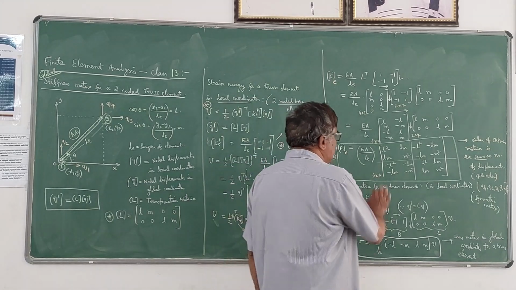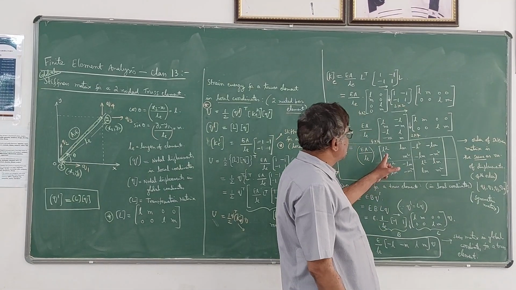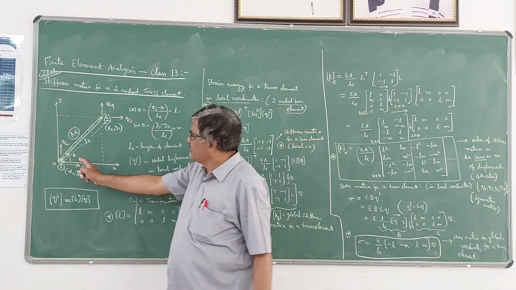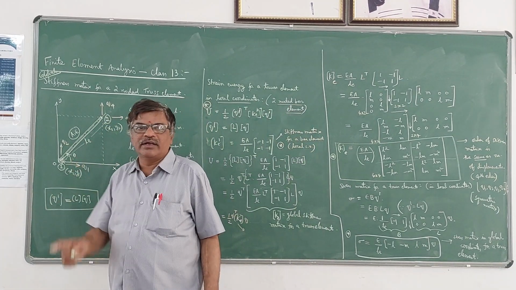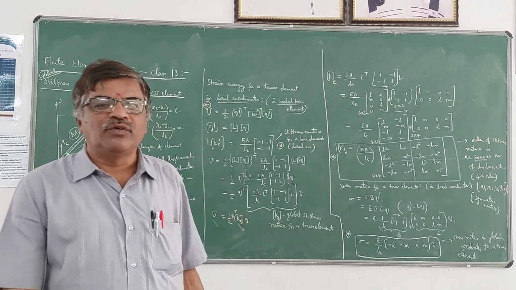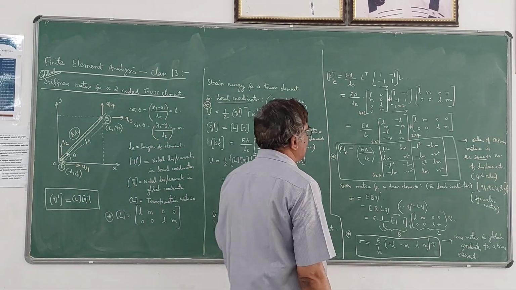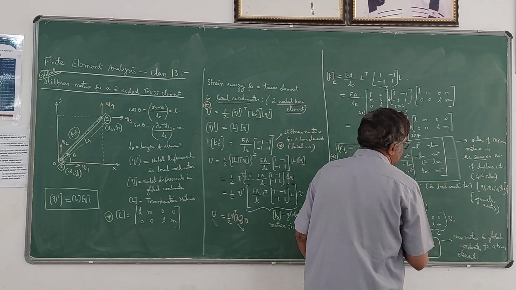Now it is easy to remember this. Here please note that L is cos theta, M is sin theta, where theta is the angle made by the element in the anti-clockwise direction with respect to the x-axis. That is very important. To remember this, it is very easy.